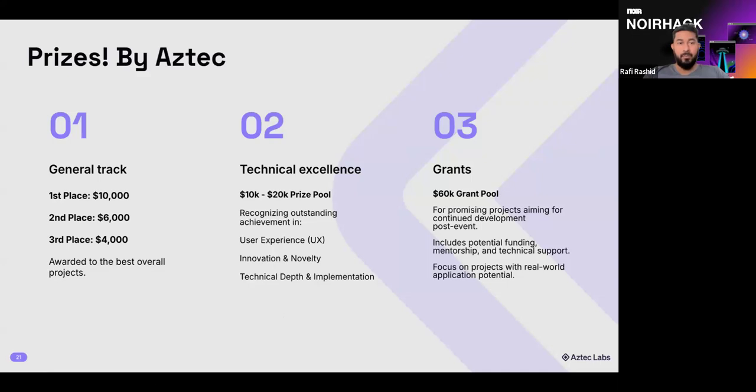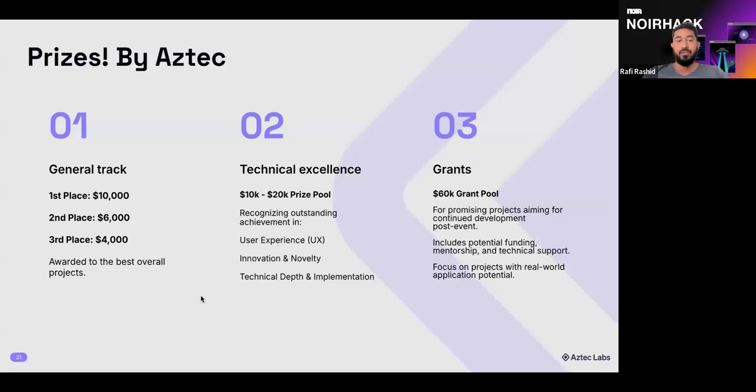So, let's talk about maybe the most exciting part for some of you, which is the prizes and opportunities available for building even after this event. We have a great pool of prizes thanks to both Aztec and our ecosystem partners. First up, the prizes directly from Aztec. We have a general track with cash prizes for the top three overall projects: 10K, 6K, and 4K for first, second, and third place.